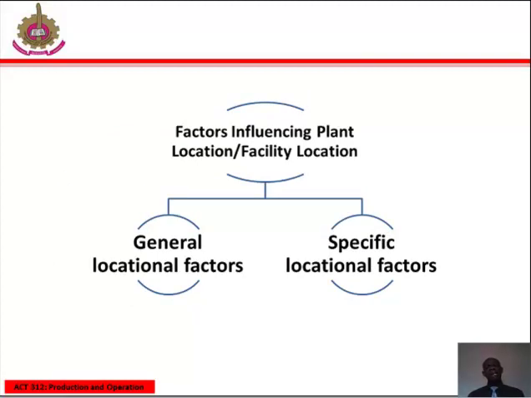Factors influencing plant location and facility location. Facility location is the process of determining a geographic site for a firm's operations. Managers of both service and manufacturing organizations must weigh many factors when assessing the desirability of a particular site, including proximity to customers and supplies, labor cost, and transportation cost.